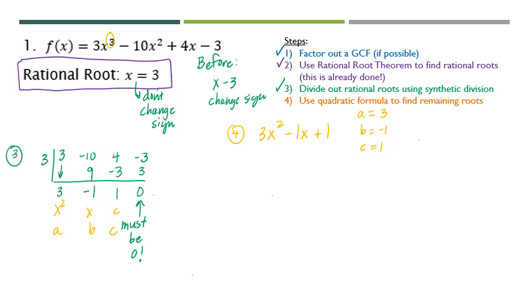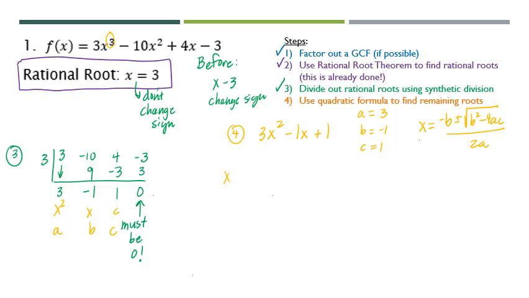Now remember that because the highest exponent on my function here is 3, that means I should get 3 total answers. I was given one of them. That was the rational root, so the other 2 are going to come from the quadratic formula. So the quadratic formula I'm going to rewrite up here: negative b plus or minus the square root of b squared minus 4ac, divided by 2a. So we're going to plug these numbers in here.